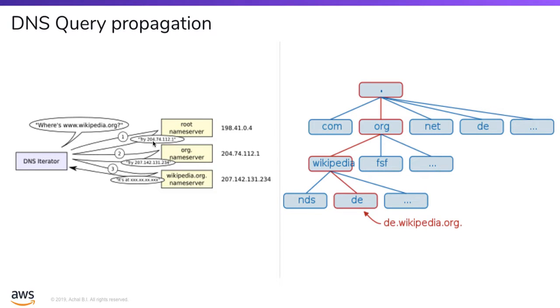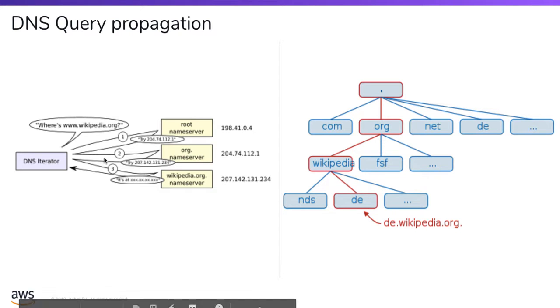It would give the IP address of the top level domain, and the DNS iterator would again talk to that top level domain, and the top level domain will give back the IP address of the name server which holds the domain name, and the domain name would contain the actual resource IP address. So it would give back the actual IP address of the resource. Your browser uses that actual IP address and communicates with that resource.